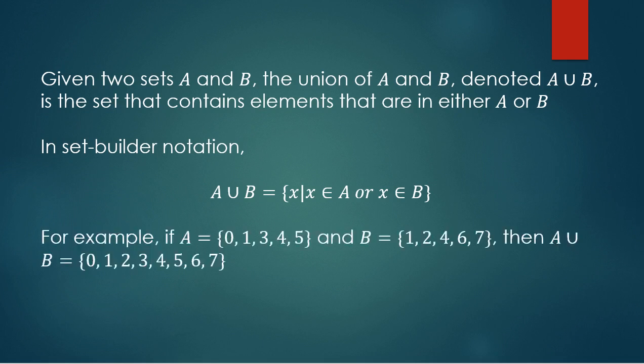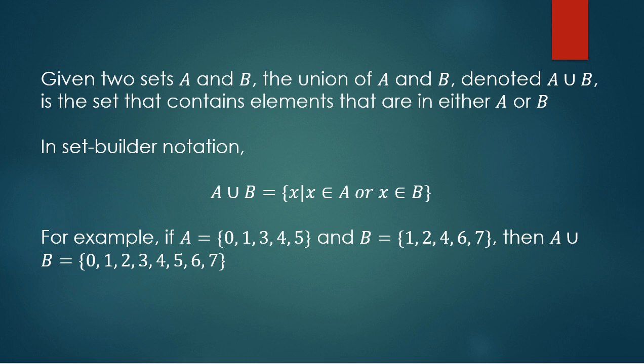And here's just a basic sample here. Here are my two sets, A, 0, 1, 3, 4, and 5, and B, the set containing 1, 2, 4, 6, and 7. So what are all the elements that are in either A or B? We're going to take all those guys and we're going to write those as one set. So 0 is in A, so 0 is going to be in the union.